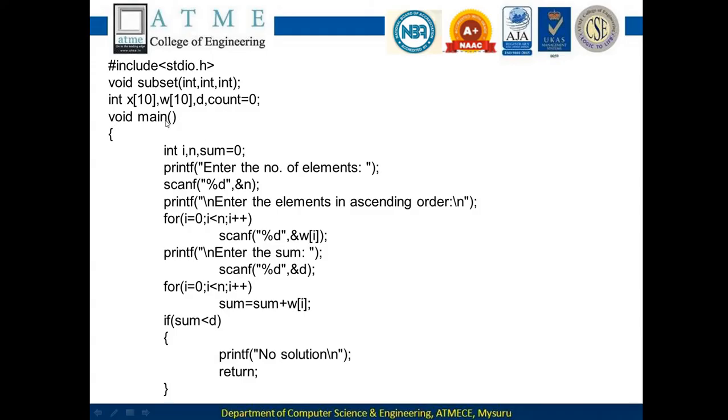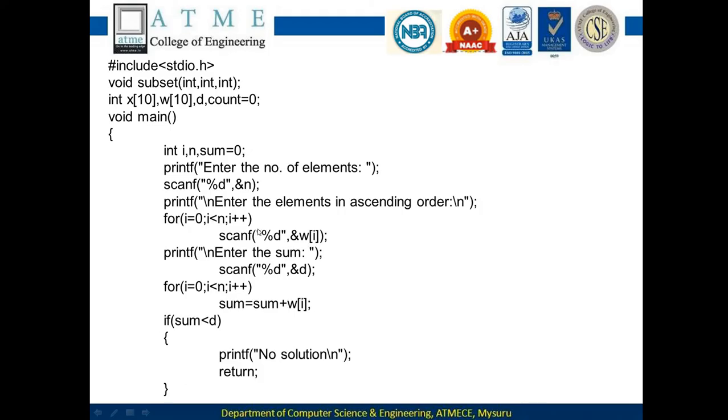And now we start with void main, and here local variables we are declaring: int i, n, and sum equals 0. n is to store the number of elements, and i is for the iteration purpose. We ask the user here using printf to enter the number of elements which will be stored in n. Now enter the elements in ascending order.